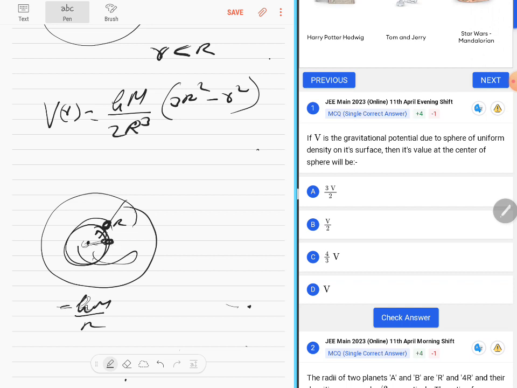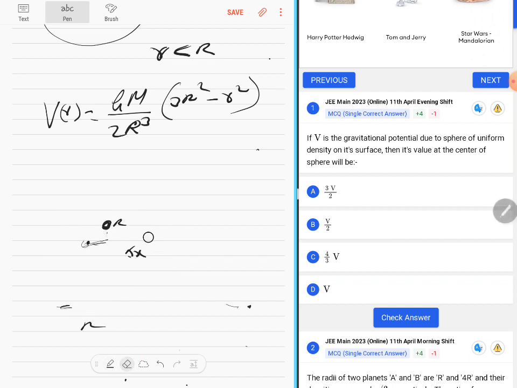But due to the outer sphere, you have to consider a small elementary width of dx, at a distance x from the center, for which you have to calculate the volume. Mass is equal to density into volume, and that volume has to be integrated from small r to capital R, because the gap of the outer region is from small r to capital R. So while integrating, you will get this kind of formula. That is why it's very complex, and that is the formula which is V of R.